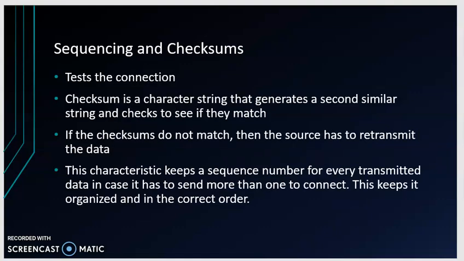The second characteristic is sequencing and checksums. This tests the connection. A checksum is a characteristic string that generates a second similar string and checks to see if they match. If they do not match, then the source has to retransmit the data. The purpose of the sequencing characteristic is to keep a sequence number for every transmitted data in case it has to send more than one to connect. This helps it keep organized and in the correct order.